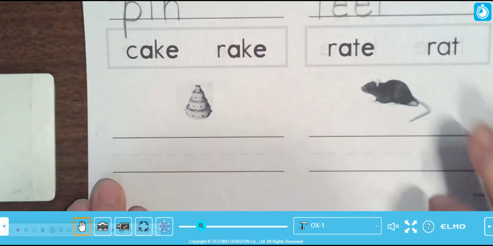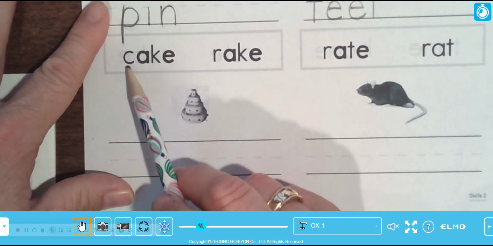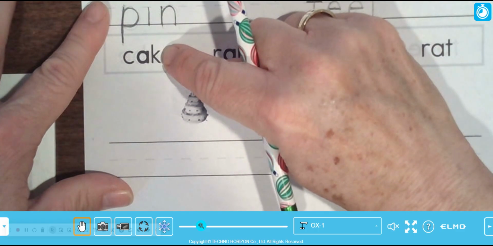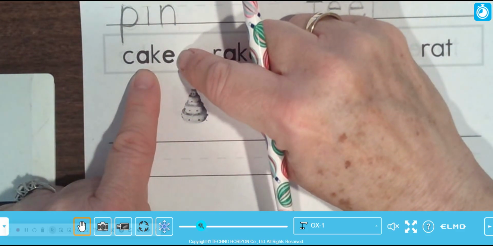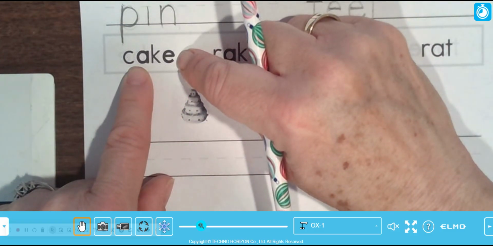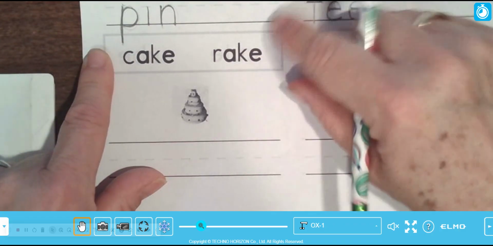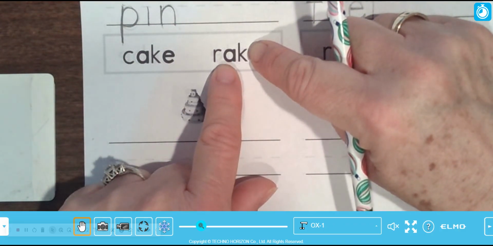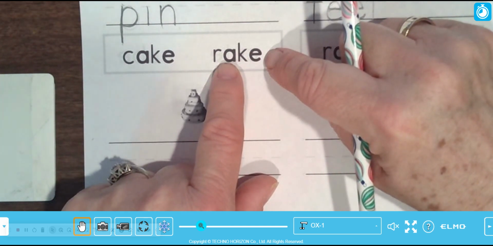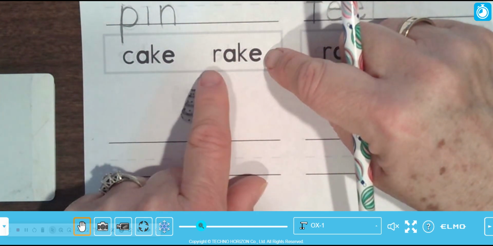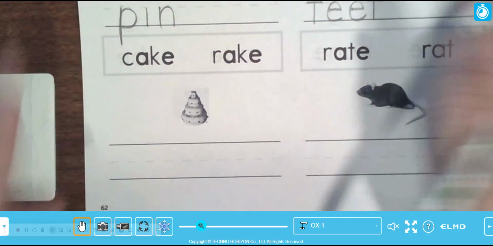Okay, we got two more. Okay, look at this picture. Now, if we cover it, what word is that? Cack. But if we have that silent E, what does this A become? A, right? Cake. So this is the word cake. Or this one. What is this one here? Rack. But with that silent E, what does that A become? The A sound, right? Superhero A. Rake. So is this picture cake or rake? Write it down right here.